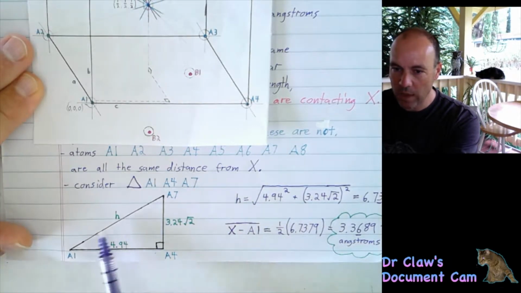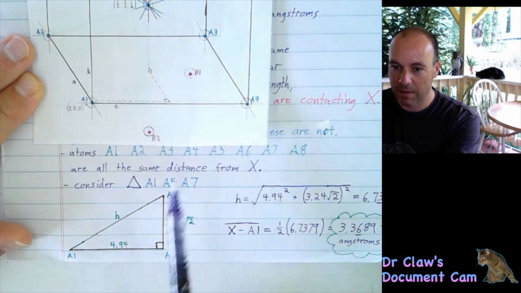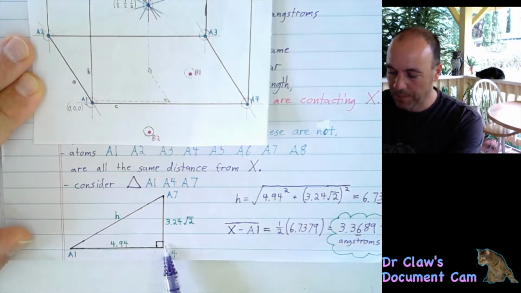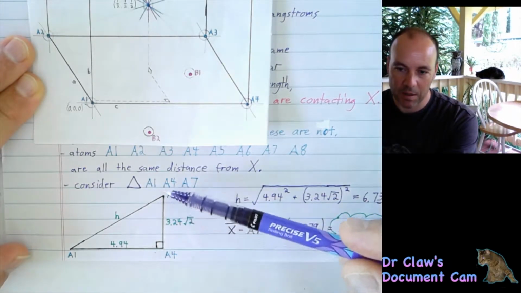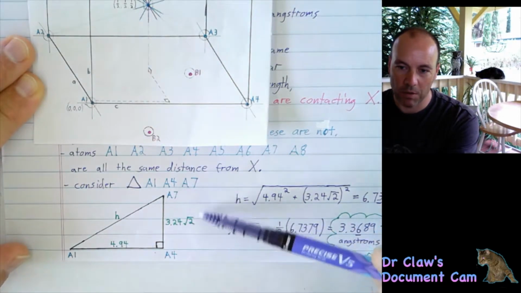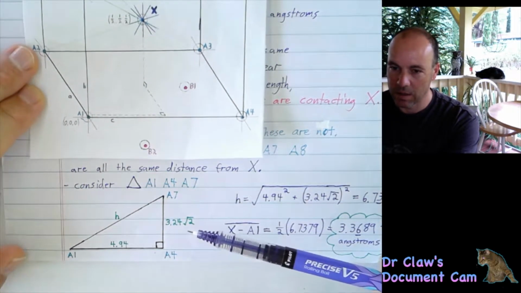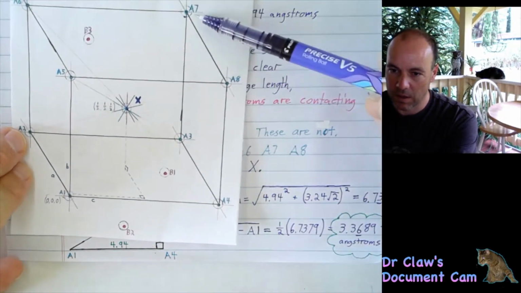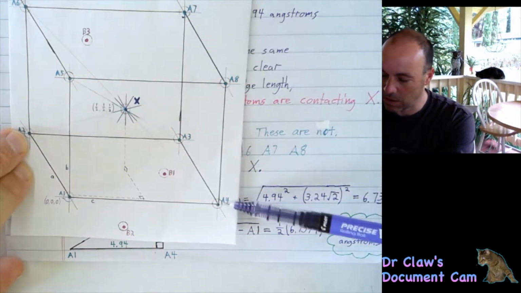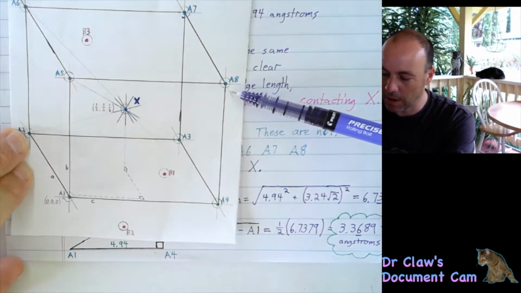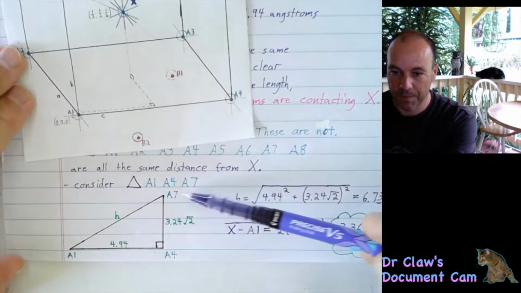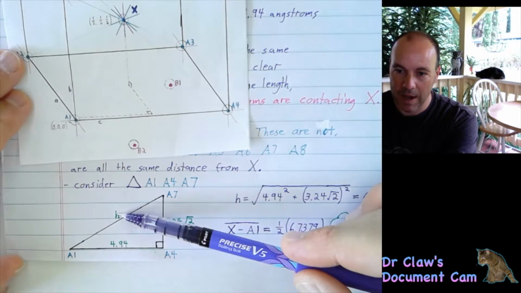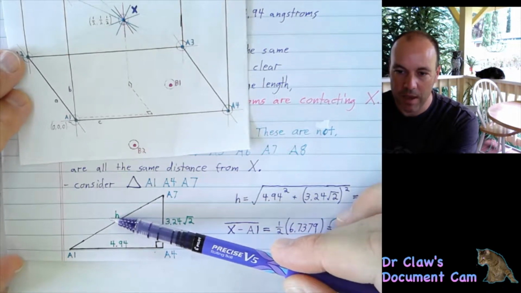Now the distance between A1 and A4 is known. It's 4.94 angstroms. That's the length of the edge in the z direction. Okay? And you should be able to easily figure out that the distance between A4 and A7 is going to be 3.24 times the square root of 2, since this edge is 3.24 and that edge is 3.24. Okay? And the length of the hypotenuse we'll just call h.